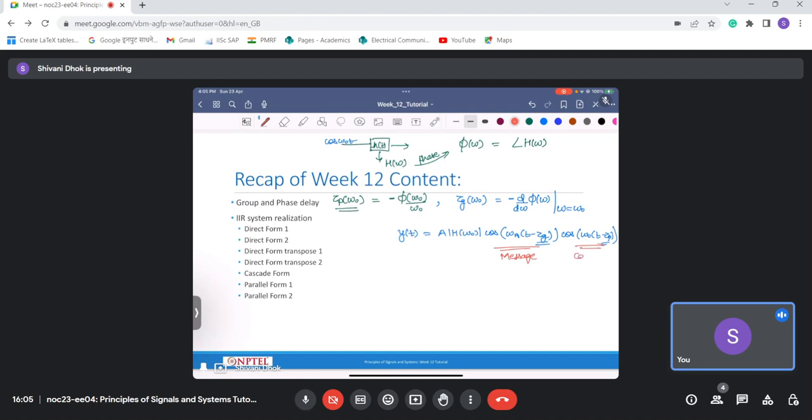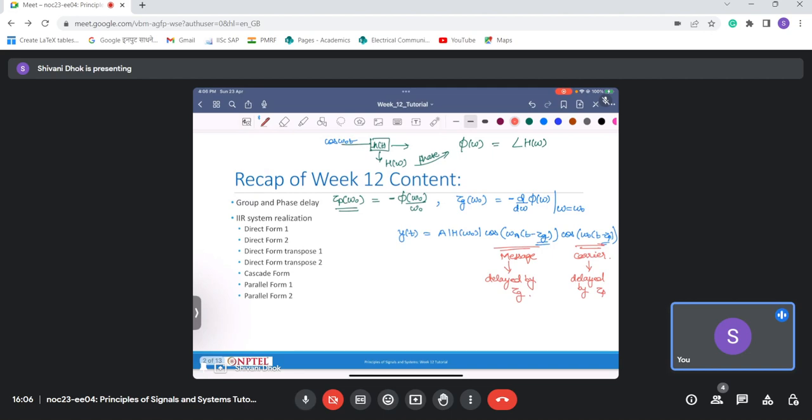and this is carrier, and this type of system or input output relationship is generally observed at the modulator end of any communication system, where any message signal is modulated over a high frequency carrier wave. So it can be observed that this carrier is delayed by phase delay and this message is delayed by group delay.